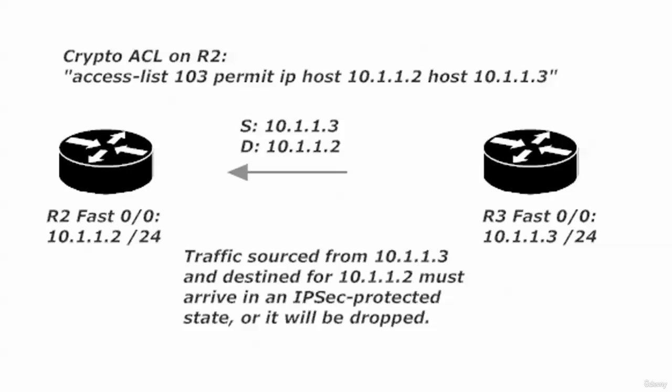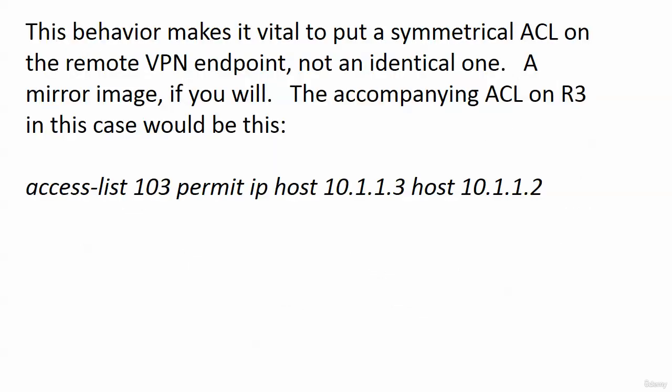But again, as I do say often, it will become second nature with practice. That's why I'm kind of hitting you over the head with some of this. Because as I said, the syntax is the same, but the application is going to be a little bit different. Now, this behavior makes it vital to put a symmetrical ACL on the remote VPN endpoint, not an identical one. A mirror image, if you will, and I'll show you the accompanying ACL on router 3.